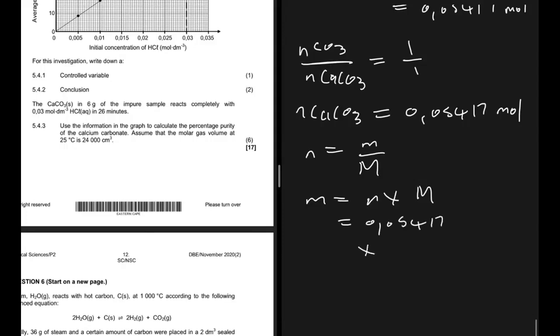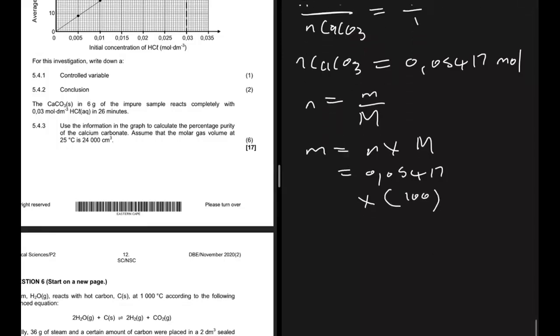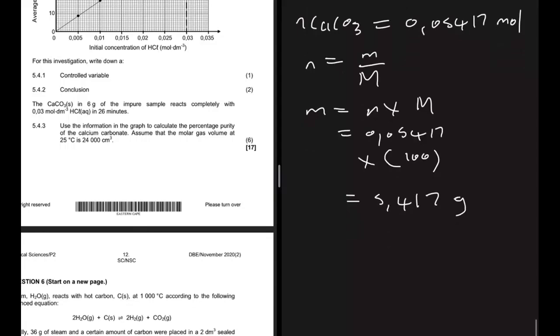0.05417 multiplied by, let me check, the molar mass of CaCO3. That is 100, right? You can check it on the periodic table. So let me just put that in the calculator real quick. And then that will equal 5.417 grams, right? So now we have the mass of CaCO3 that reacted and the mass of the impure sample.